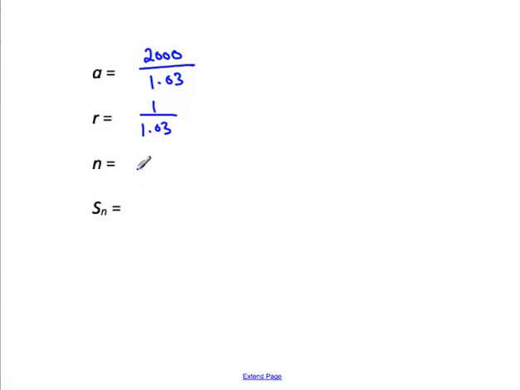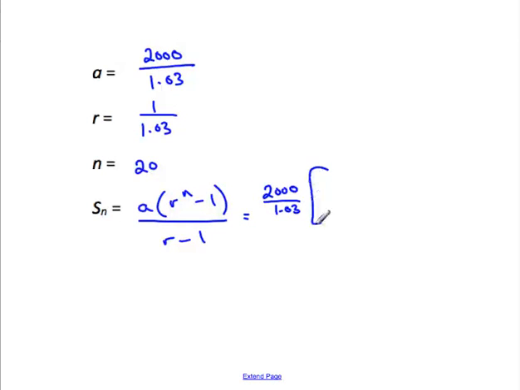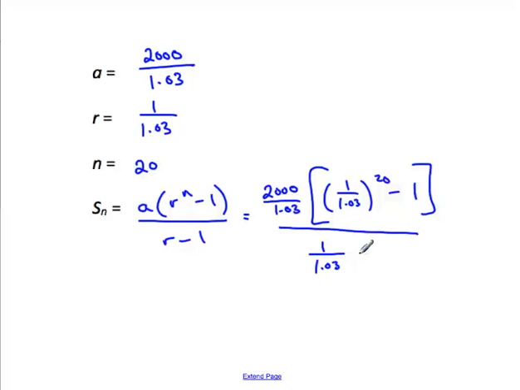There are 20 terms in that series, and we know that the formula for the sum of a series is a, the first term, times r to the power of n minus 1 all over r minus 1. If we plug those values above into the formula, we get 2,000 over 1.03 times 1 over 1.03 to the power of 20 minus 1, all over 1 divided by 1.03 minus 1.